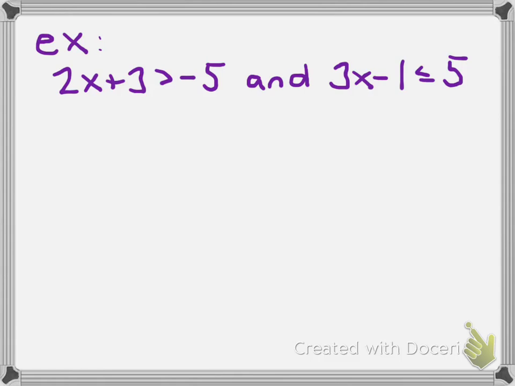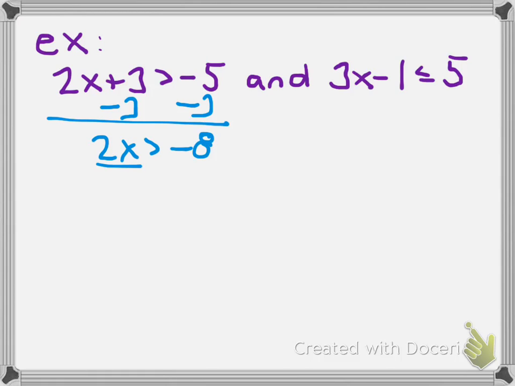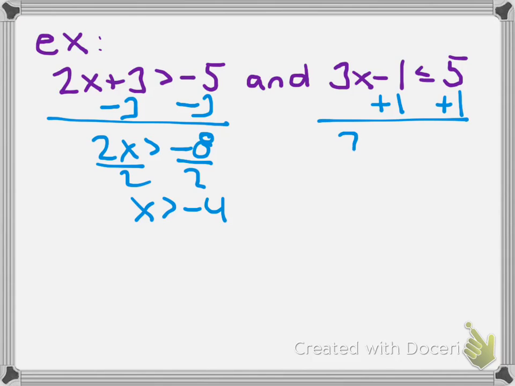This one has the word "and" in it. So we have a compound inequality here. And the trick here is that I need to simplify both sides. So on the left-hand side, I'm going to subtract 3 from both sides. I have 2x is greater than negative 8. Divide both sides by 2. And I have x is greater than negative 4. How about on the right-hand side? Add 1 to both sides. 3x is less than or equal to 6. Divide both sides by 3. And I have x is less than or equal to 2.